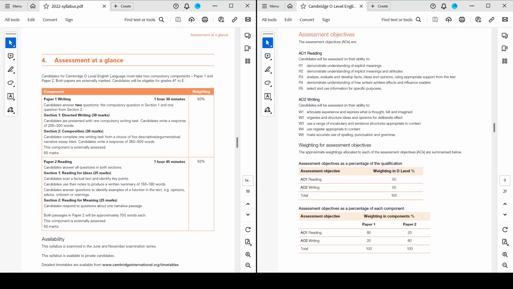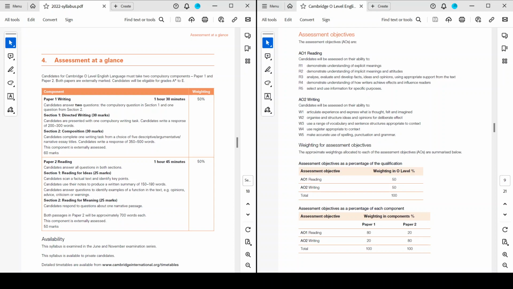Thirdly is analyze, evaluate, and develop facts, ideas, and opinions using appropriate support from the text. So these are reading objectives in general. Where this will come into play, whether in the reading paper or writing paper, depends. Given the changes to the directed writing format, as we'll come to, this is very much applicable to that question in the writing paper.